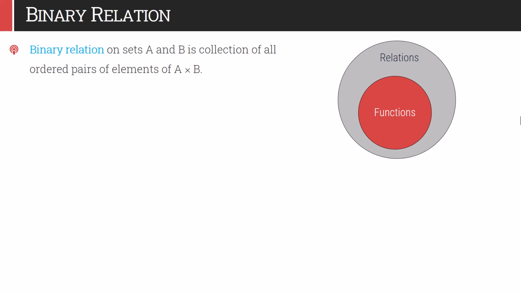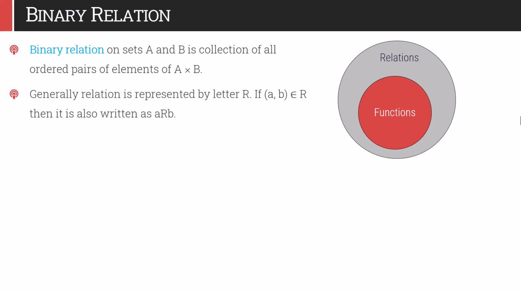We can have a tertiary relation over three sets and so on. Formally, we can define a binary relation on sets A and B as a collection of ordered pairs of elements of A cross B. So A cross B is the Cartesian product of these two sets. Generally, the relation is represented by capital letter R, and if the tuple (a, b) is in relation R, then we can also write it as aRb.